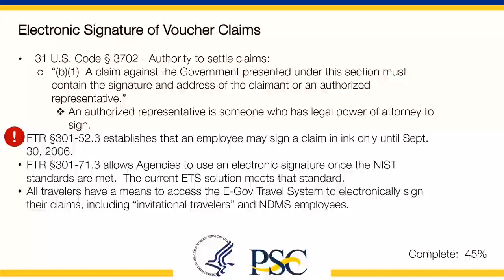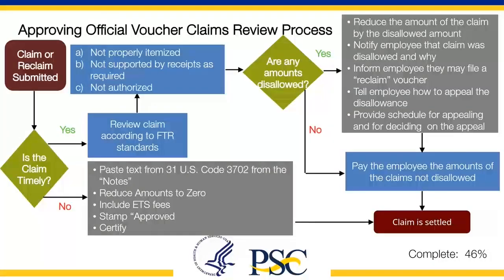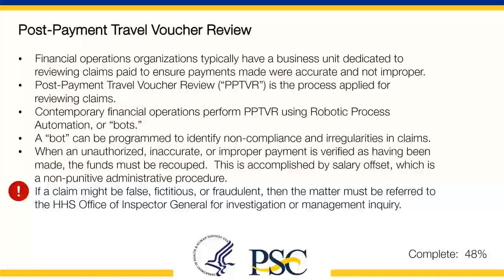All travelers have a means to access the eGov travel system to electronically sign their claims, including invitational travelers and EMS employees. This flowchart shows the approving official voucher claims review process. Financial operations organizations typically have a business unit dedicated to reviewing claims paid to ensure payments made were accurate and not improper. Post-payment travel voucher review, PPTVR, is the process applied for reviewing claims. Contemporary financial operations perform PPTVR using robotic process automation, or bots. A bot can be programmed to identify non-compliance and irregularities in claims.